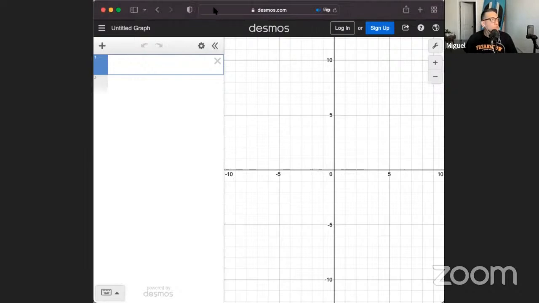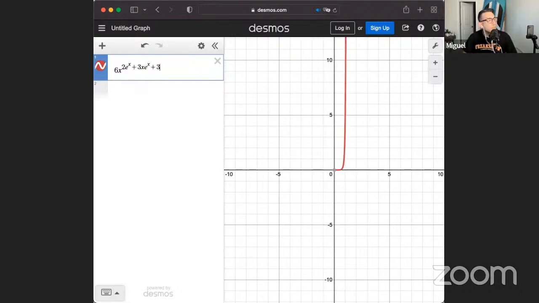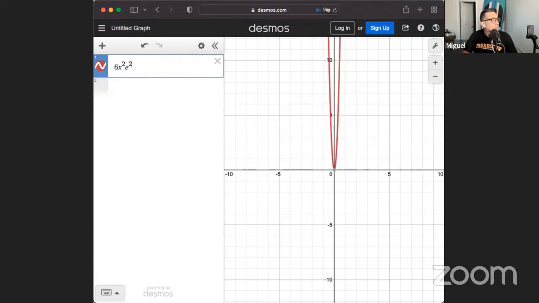Oh gosh. So I'm trying to show this on the screen and it looks like I erased it. But if I recall, it was 6x squared e to the x plus 3x e to the x and then plus 3x. Whoops. And even as I'm writing it on Desmos, 3x squared e to the x plus 3x e to the x and then plus 3x. Here we go.